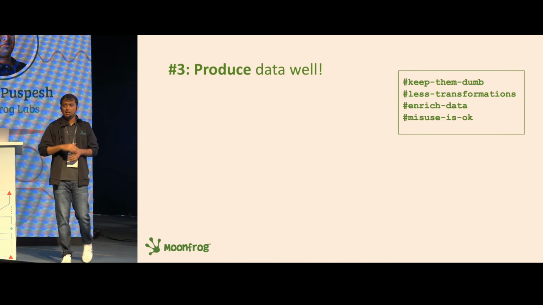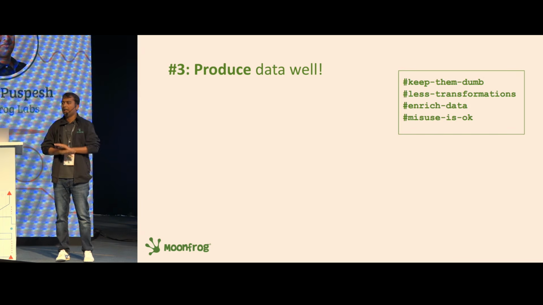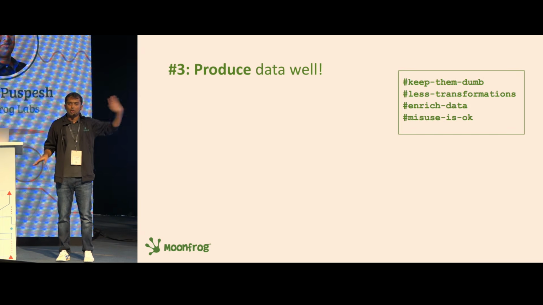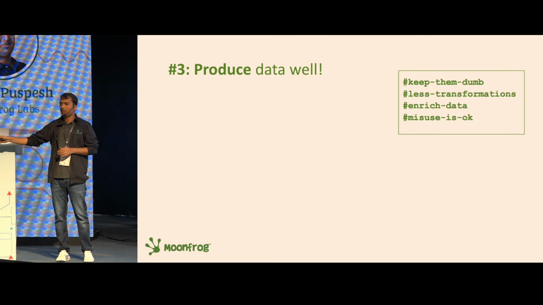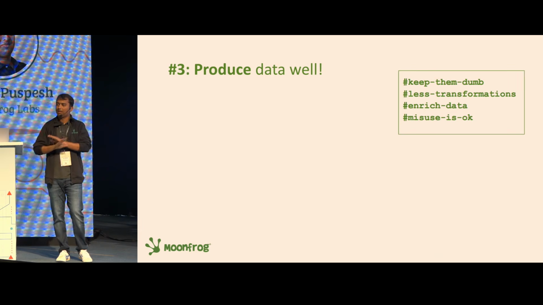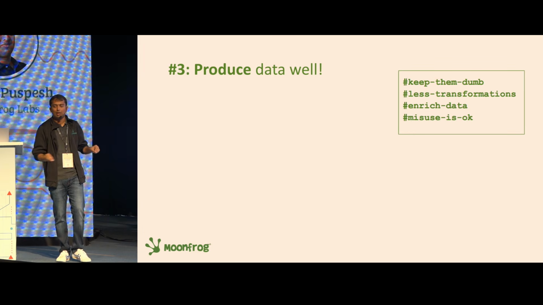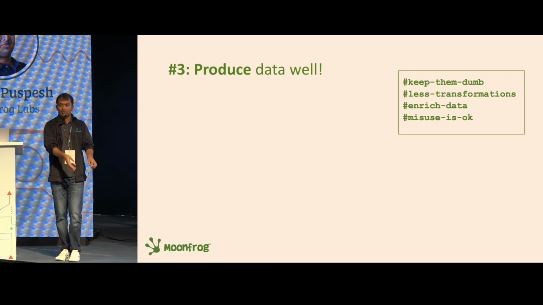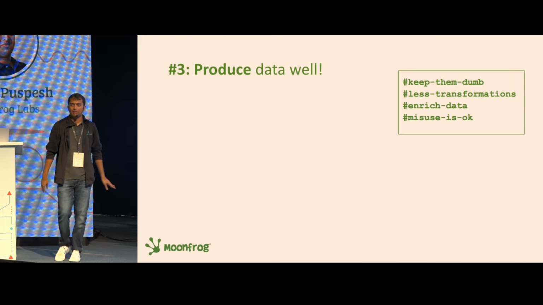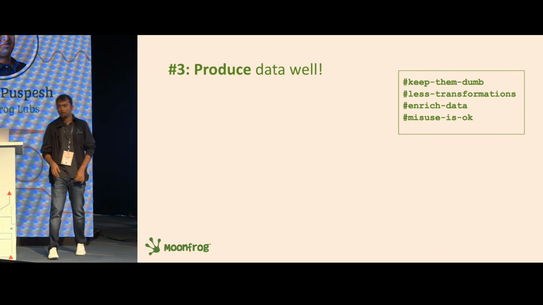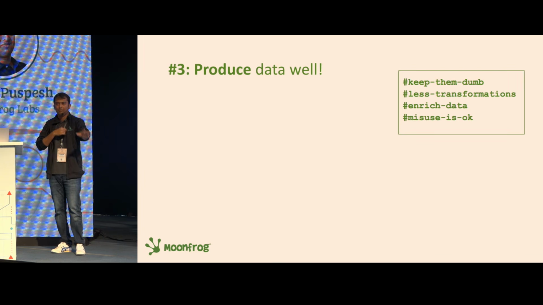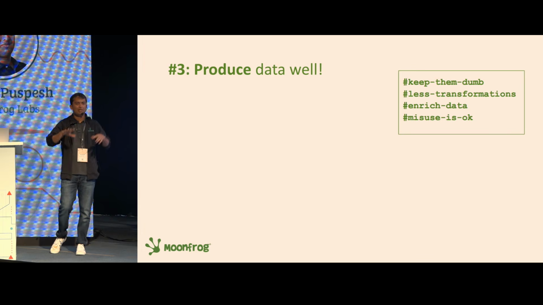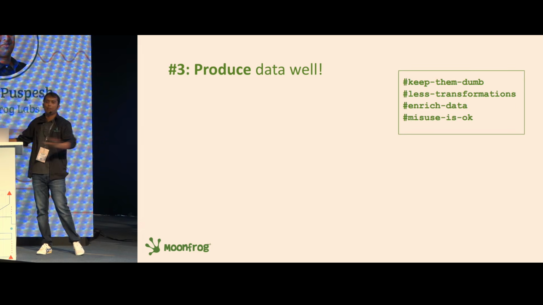Less transformations. We figured out that we don't want to do any transformations if possible. What you insert is what you are going to get at the end of it, so that there's no logic being built on the data production side. Enrich the data, put as much contextual information at the point of data production itself. And misuse is okay. People will put in typos, people will test the limits, will make manual human mistakes, and that's completely all right. The data pipeline should not break due to this.